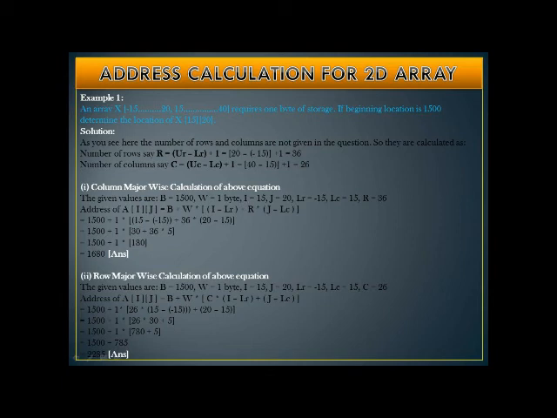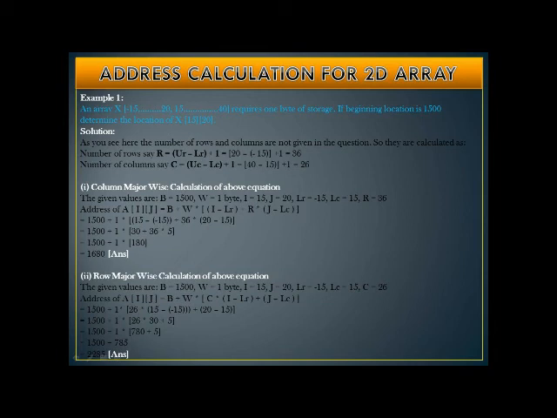The number of rows is equal to UR minus LR plus 1, that is 20 minus of minus 15 plus 1. The 20 minus of minus 15 is 20 plus 15, that is 35, plus 1 is 36. The number of columns is UC minus LC plus 1, which is 40 minus 15, that is 25, plus 1 is 26.